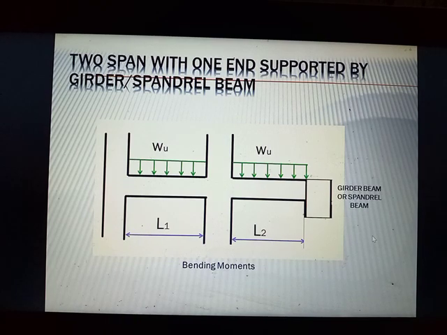Okay, so another one. These are for the two spans with one end supported by a girder or spandrel beam. Not all the time in a building frame will the beams be supported by columns on all sides. Sometimes a beam can be supported by another beam, so it can be supported by a girder beam or by a spandrel beam. If this is the case, we have the distributed load Wu and L1 and L2 respectively.